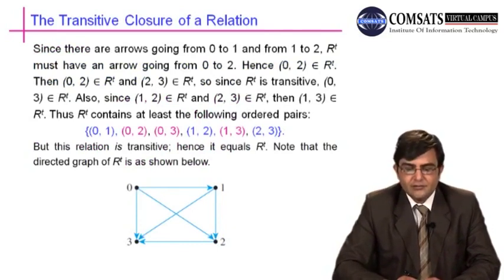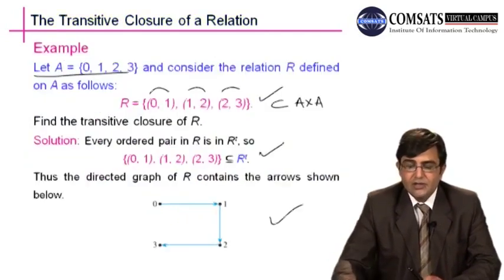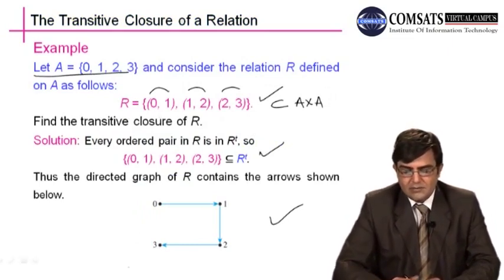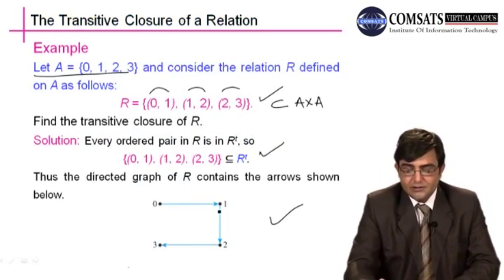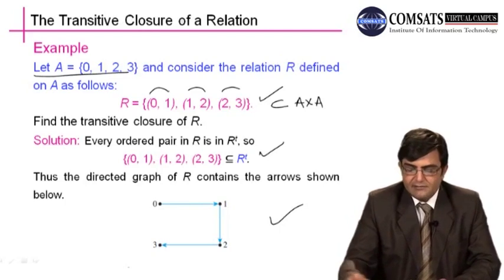Since there are arrows from 0 to 1, 1 to 2, we can see that this relation R is not transitive in the directed graph, because 0 is related to 1, 1 is related to 2, but 0 is not related to 2, so this cannot be transitive. So how to make it a transitive relation?